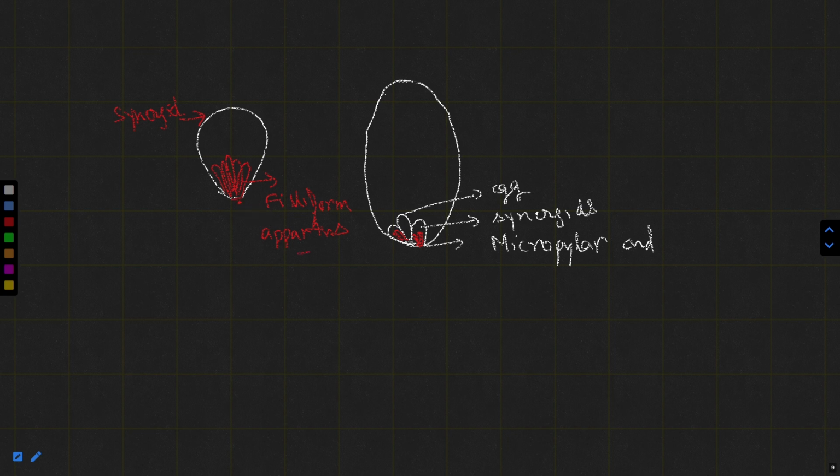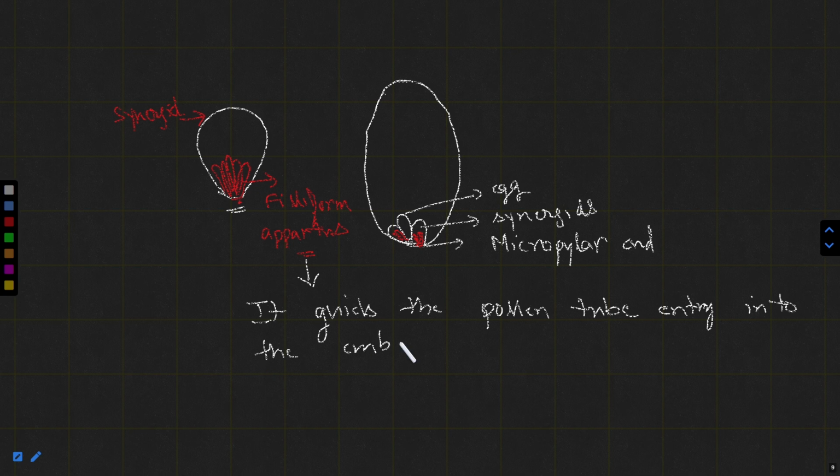Now what is the function of this filiform apparatus? It guides the pollen tube entry. Let's write it first: it guides the pollen tube entry. The pollen tube enters one of the synergids. Whenever it enters the embryo sac, it enters through this synergid. And what is the role of this filiform apparatus? It guides the pollen tube entry into the embryo sac. This is the function of the filiform apparatus.